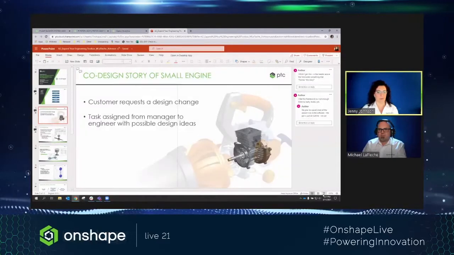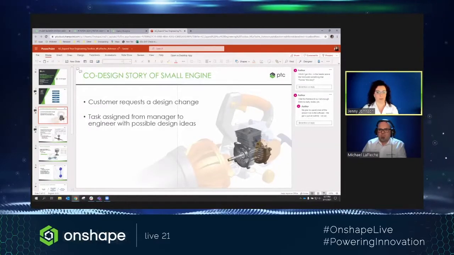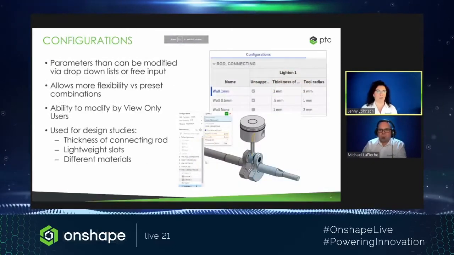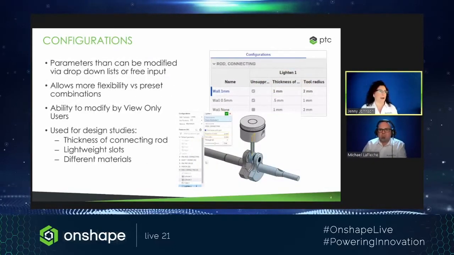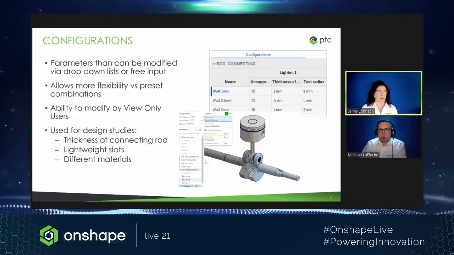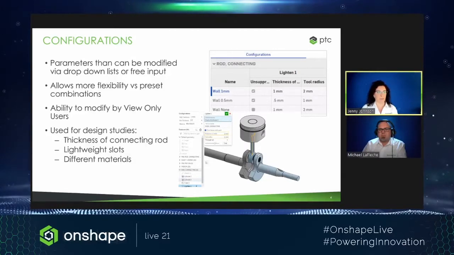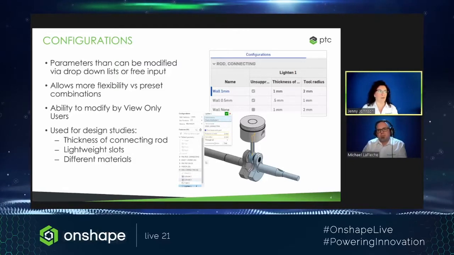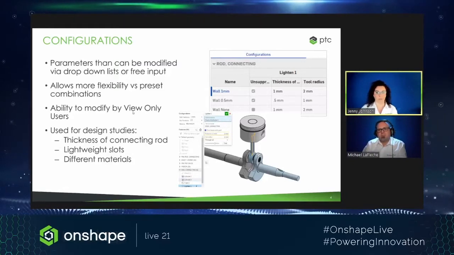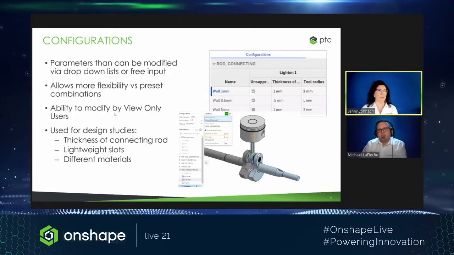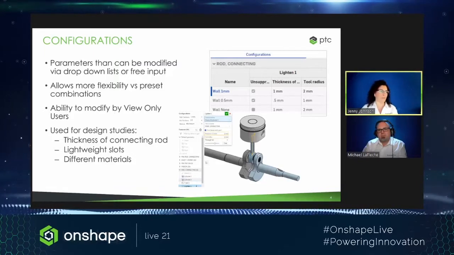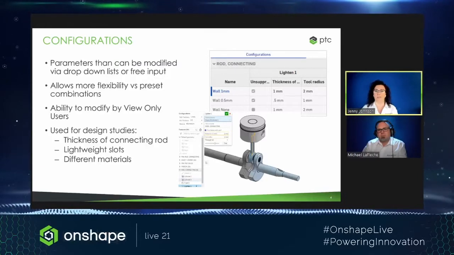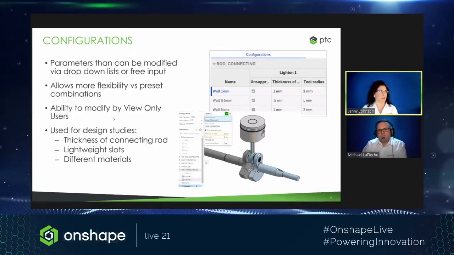So let's get back to our PowerPoint and kind of just bring you back through what we did today. Mike spent time in our configurations or parameters. These can be modified in 3 different ways: free inputs, dropdowns, and predefined lists, and they're still allowed to be viewed and modified by view-only users. They can be used in a variety of ways, as Mike showed: the thickness, the slots, different materials, different colors, whatever you would do for parameters.